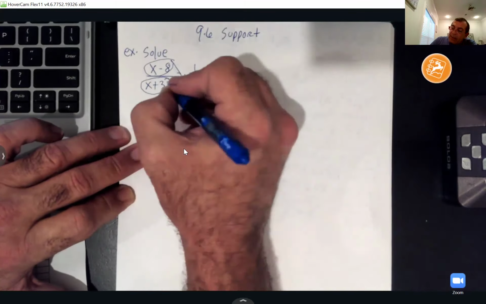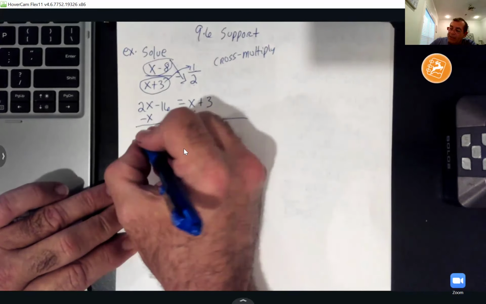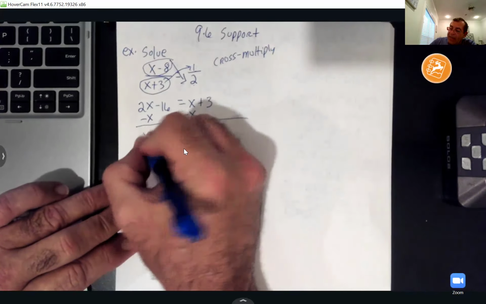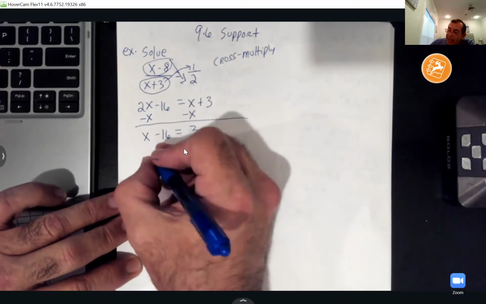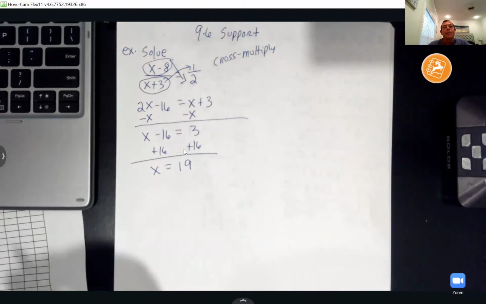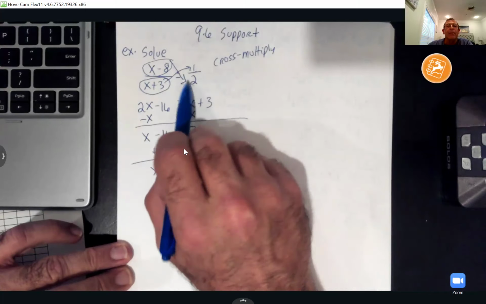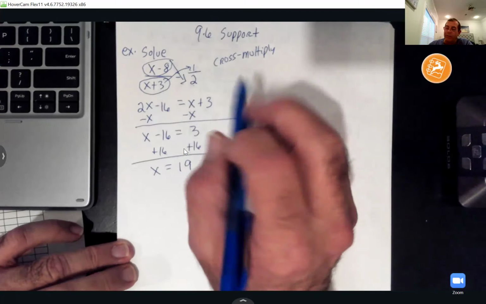So I think I'm going to move my x over here by subtracting it. So y'all, 2x minus 1x is x, minus 16 equals 3. And y'all, to finish that, I'm going to add 16 to both sides. And my x equals 19. Okay, so the first three, that's all you're doing, cross multiplying. Everything on one top times everything on the other bottom, and vice versa.